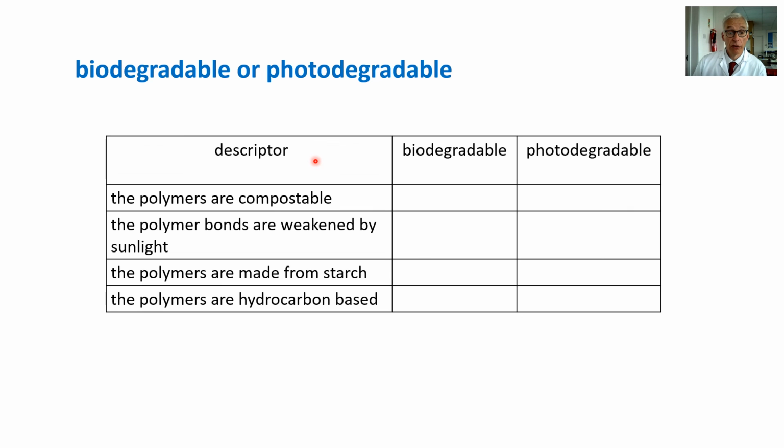Okay, so if I reveal what is expected, biodegradable polymers are compostable and they are, for example, made from starch. Photodegradable, the polymer bonds are weakened by sunlight and they are hydrocarbon based.